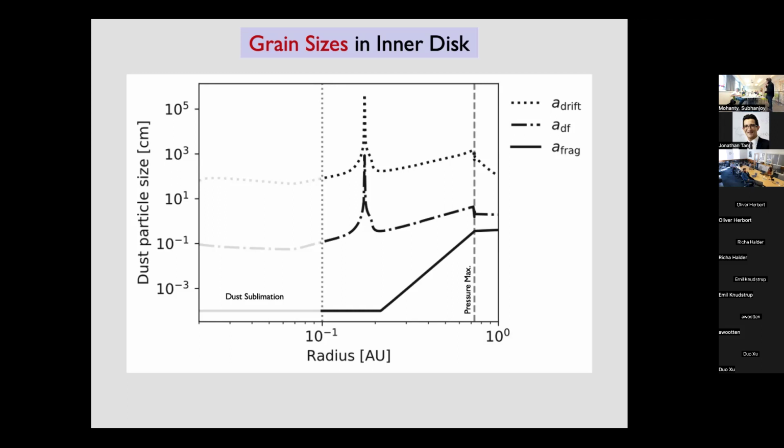And so the grains are already starting to become small enough that they're not efficiently being trapped in the pressure maximum. As they come inside, they become very, very small indeed because of all this turbulent fragmentation, okay? These things are particle size of 10 to the minus 3 centimeters, right? As they become really tiny, they become entrained in the gas. So they basically start acting like gas particles. They don't drift inwards into the star, but they hang out in the inner disk as really tiny particles, right?